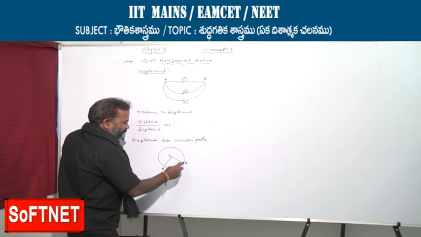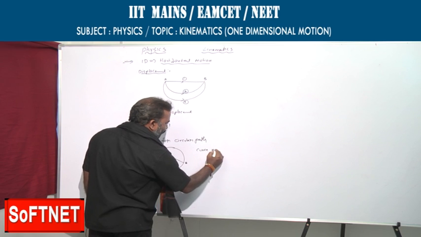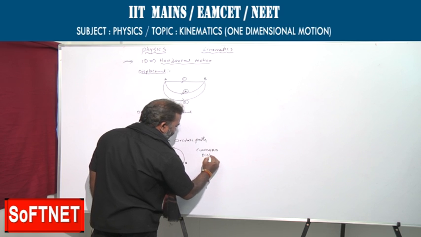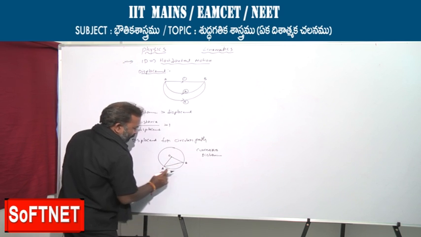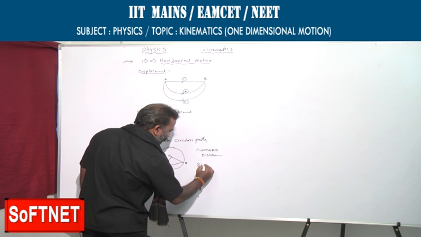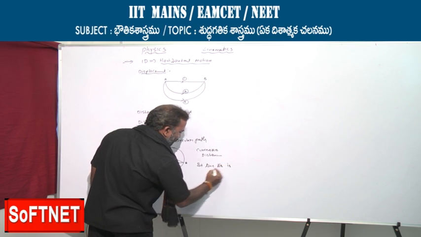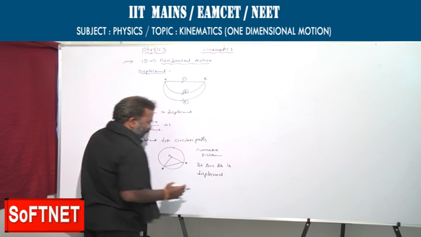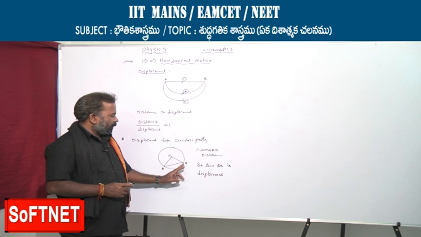Then the curve AB is distance. Whereas the straight line joining A and B, if you join a straight line A to B, is displacement. Straight line AB is displacement. So already we discussed, displacement means it should be a straight line from initial point to final point.